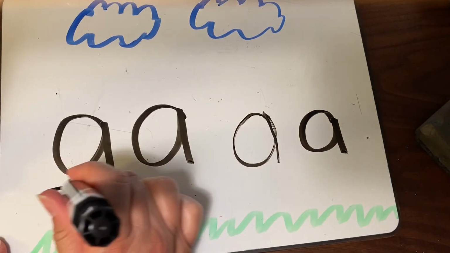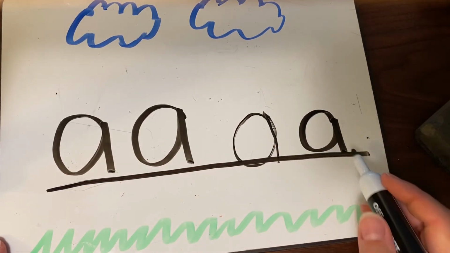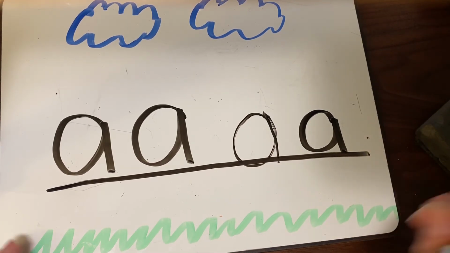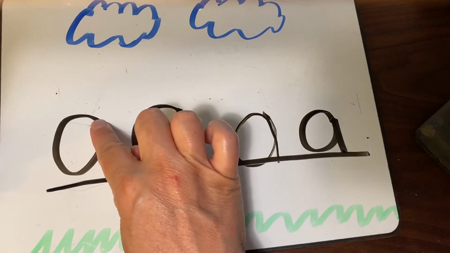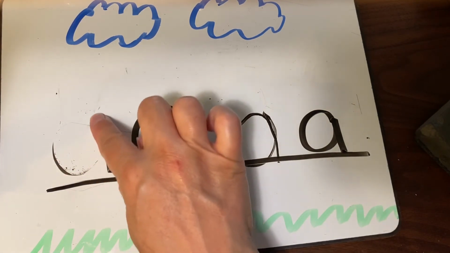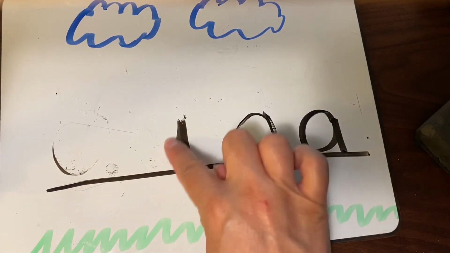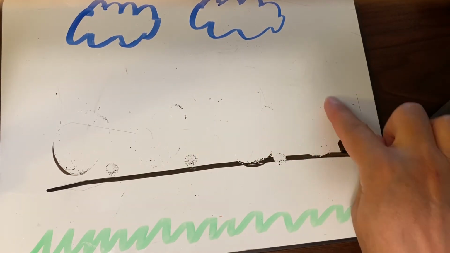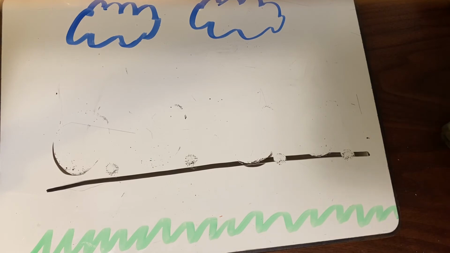So we want that little stick there. If we were writing on lined paper, it would touch the line. It wouldn't go below it, it wouldn't go up above, it would be right there. And then to finger trace, I could finger trace and erase. Over, around, down, over, around, down, over, around, down. So those are lowercase a.